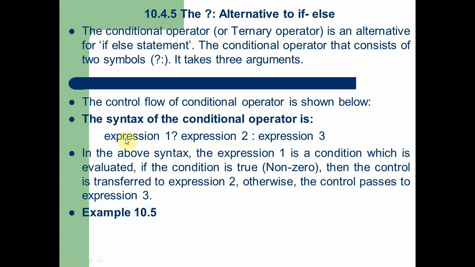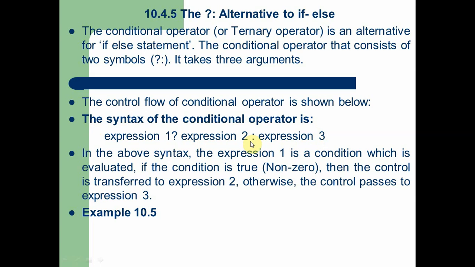See the syntax. There are three expressions: expression 1, expression 2, expression 3. So the first expression will evaluate, and if the condition is true, then expression 2 will execute. If the condition is false, if expression 1 is false, then expression 3 will execute. So this is the simple if else statement, but with a different syntax called the ternary operator symbol. So again I repeat, if expression 1 is true, then expression 2 will execute. If expression 1 is false, then expression 3 will execute.